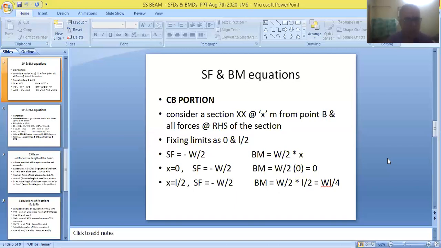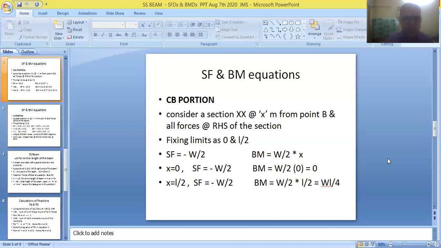So this is acting in upward direction, we are allocating negative symbol. This is resulting in anti-clockwise movement. So therefore we are using plus symbol. So friends, we have to be very careful while using the forces and writing these formulas, and also very careful while allotting signs for shear force and bending moment. So this is acting in upward direction, you are allocating negative sign. This is resulting in anti-clockwise movement, you are allocating positive sign.